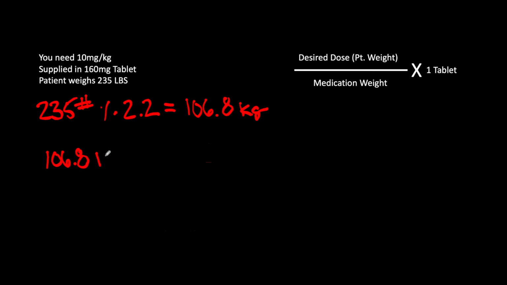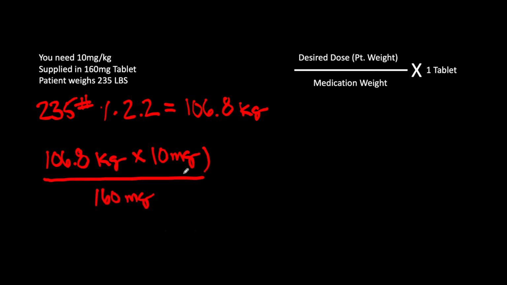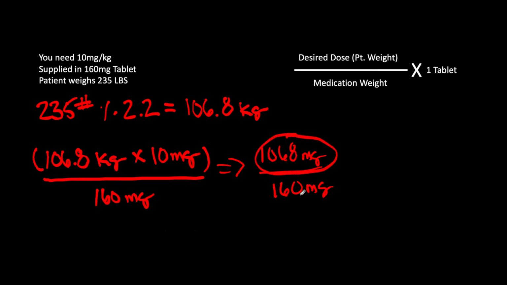We'll take 106.8 kilograms and multiply that by 10 milligrams, and we'll divide this over 160 milligram tablet. This will give us a desired dose of 1,068 milligrams. Now, if you remember, our max dose is 1,000 milligrams. So this is too much to give. This would be an overdose.